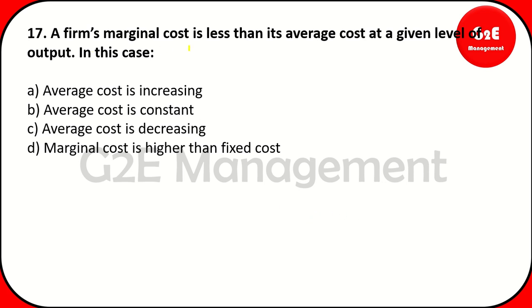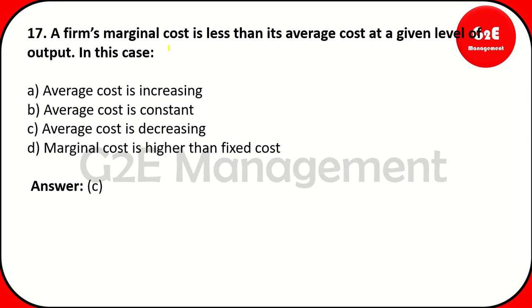The firm's marginal cost is less than its average cost. Already I told you MR equal to MC, in a sense, profit maximization. So the marginal cost is less than its average cost, MC less than average cost at a given level of output. In this case, what will happen? So the options are: average cost is decreasing, average cost is increasing, average cost is constant, and marginal cost is higher than fixed cost. So the answer is average cost is decreasing. Okay, so marginal cost is less than average cost, in a sense automatically average cost is decreasing.